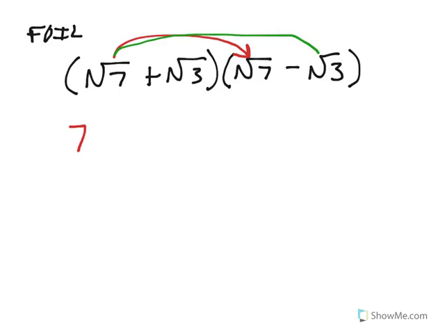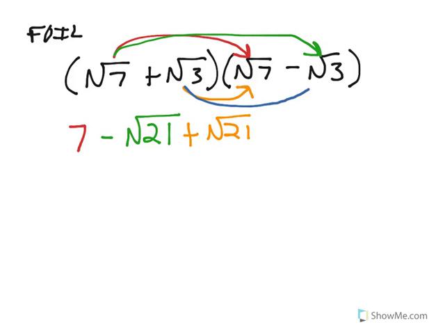Square root 7 times negative square root 3 is negative square root 21. Positive square root 3 times square root 7 is a positive square root 21. And square root 3 times negative square root 3, again, is like squaring a square root, which is just 3.